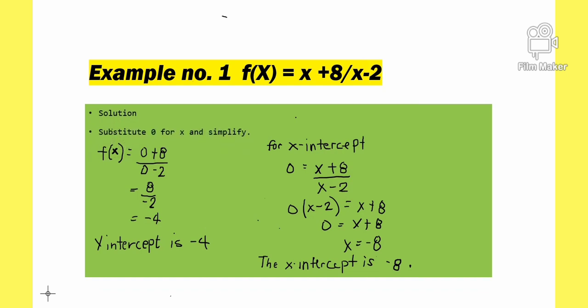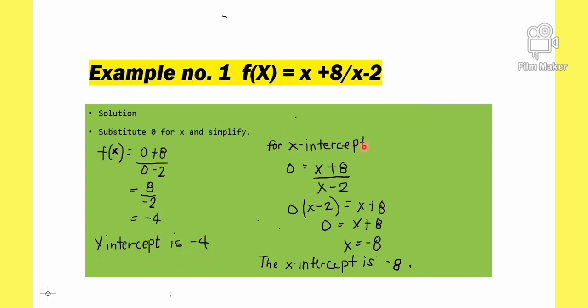First, substitute 0 for x and simplify. We replace f of x, which is x plus 8 divided by x minus 2, with 0 for x. So 0 plus 8 and then 0 minus 2. The remaining will be positive 8 divided by negative 2, and the answer is negative 4. So f of x is equal to y, so the y-intercept is negative 4.